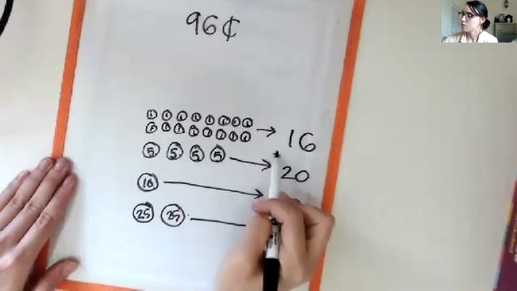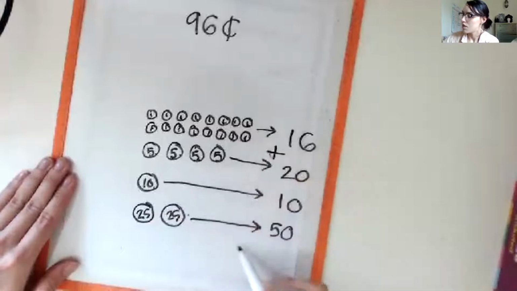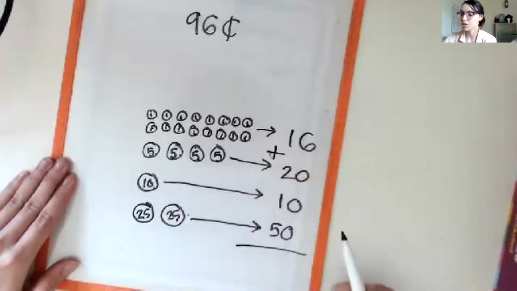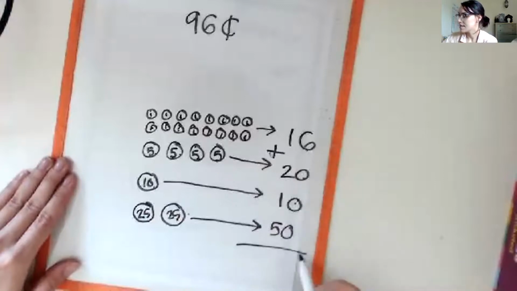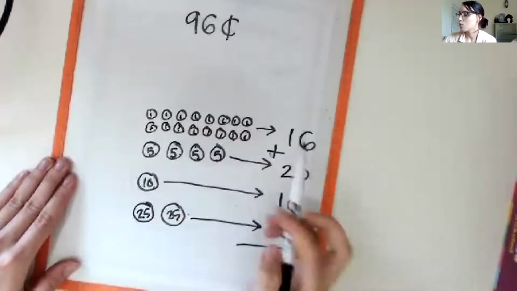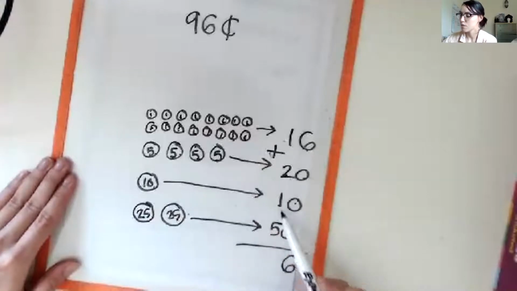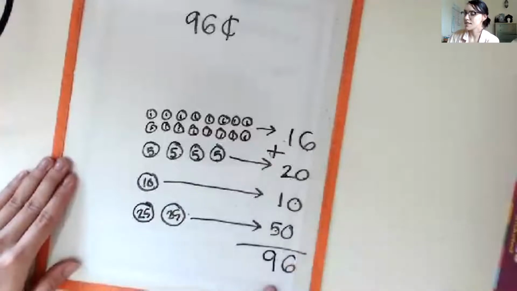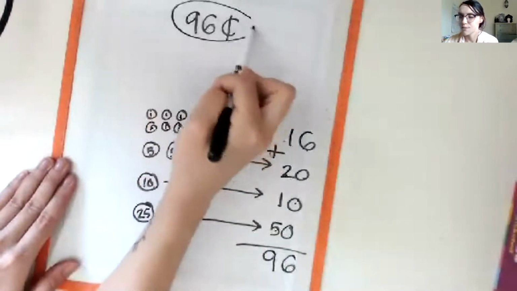So now we can add those totals together with the vertical method. 6 plus 0 plus 0 plus 0 is 6. 1 plus 2 is 3, plus 1 is 4, plus 5 is 9. We got the same answer when we added them all up. We still got 96 cents.